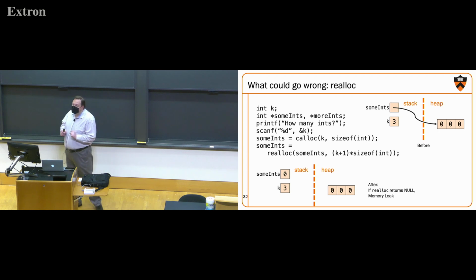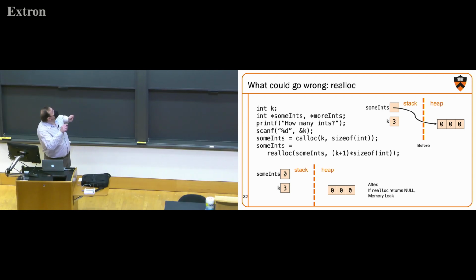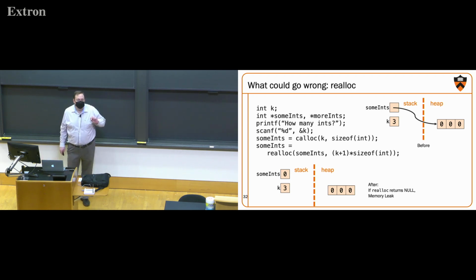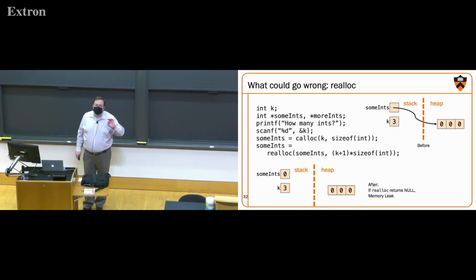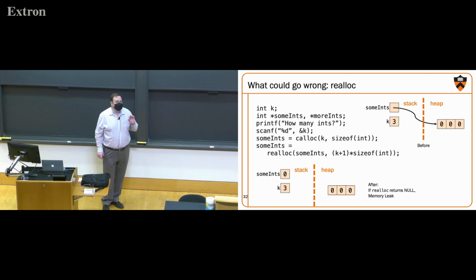And so now you have two problems. sumInt is set to null, which you didn't check for. And number two, the memory you did allocate, you're never going to be able to free again because you no longer have a pointer to it. So two separate bugs. The second one is called a memory leak. In general, whenever you allocate memory but don't end up freeing it, that is known as a memory leak.